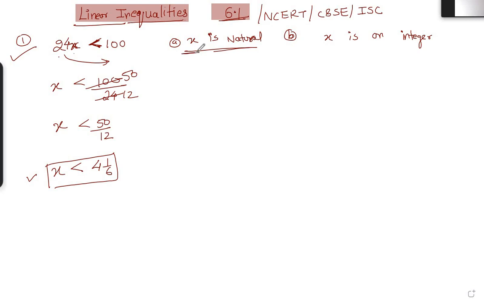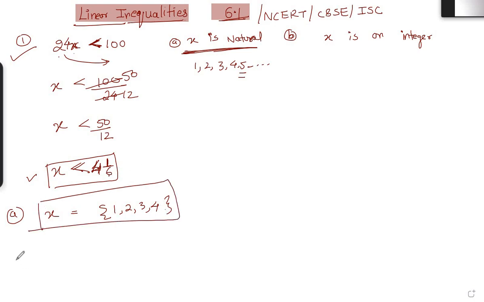But here it says x is a natural number. So what are the natural numbers? 1, 2, 3, 4, 5 and so on are natural numbers. So our condition is x should be less than 4 1 by 6. So what are the natural numbers less than 4 1 by 6? It will be 1, 2, 3 and 4. Can I include 5? I cannot, because 5 as a natural number will be more than this. So that will not be included. This is my first answer.